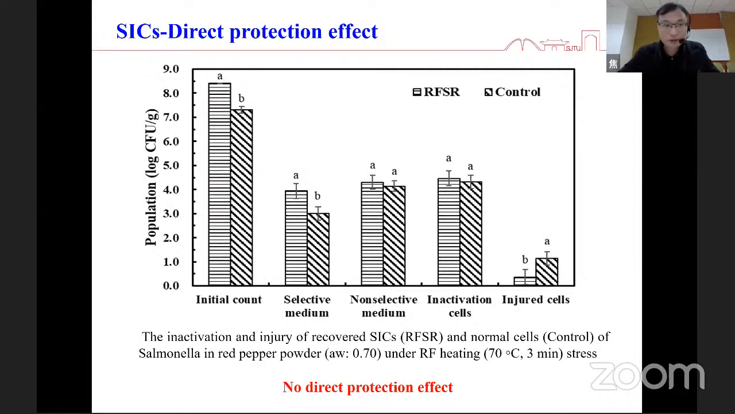After that, we further investigated whether these sublethally injured cells would cause direct protection effects or cross protection effects. This is the direct protection effect. From here, we could not find a clear direct protection effect, so we can say there is no direct protection effect. Actually, this is good for our heating process, right?